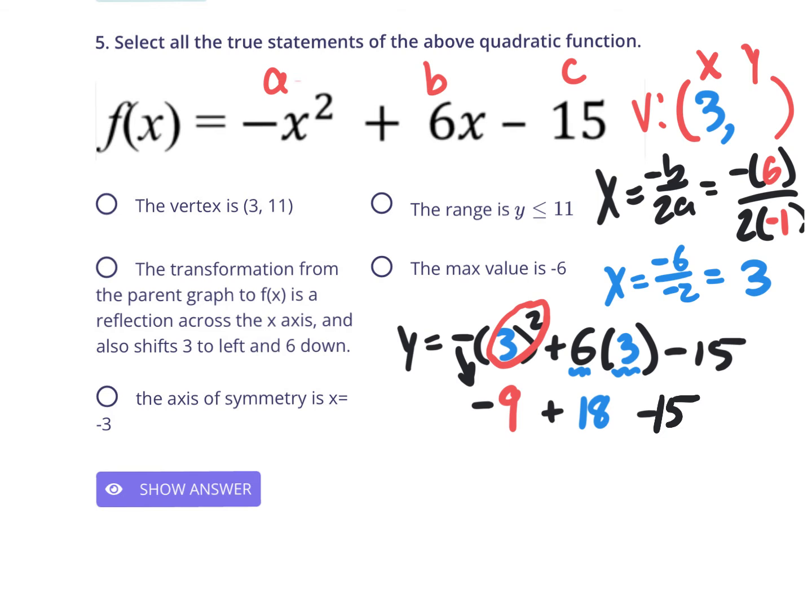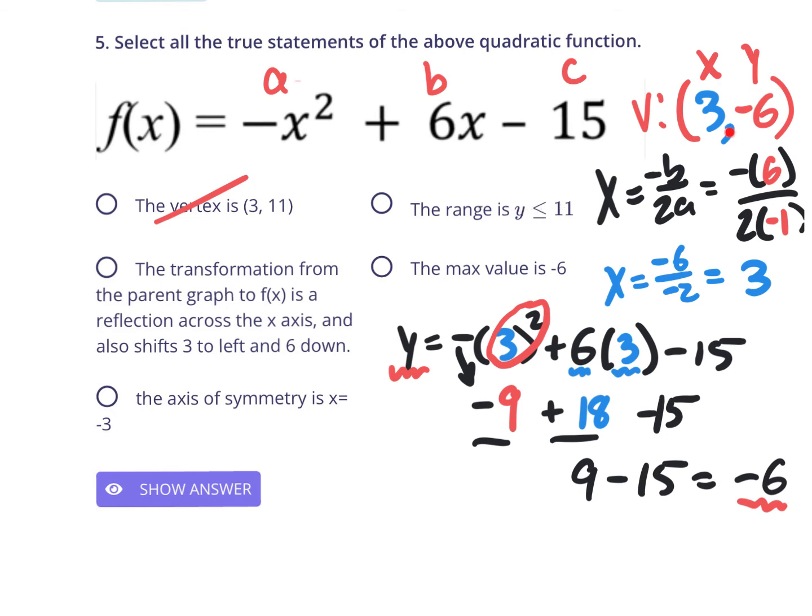So going from left to right, what do we have here? Our answer, negative 9 plus 18, that's positive 9. Positive 9 minus 15, that is negative 6. So our vertex y value equals negative 6. So we know our vertex, and the first statement says that the vertex is 3, 11. Well, the 3 was nice, but the 11's wrong, so don't pick that one. That's incorrect. It says the range, okay, the range is y is less than or equal to 11.